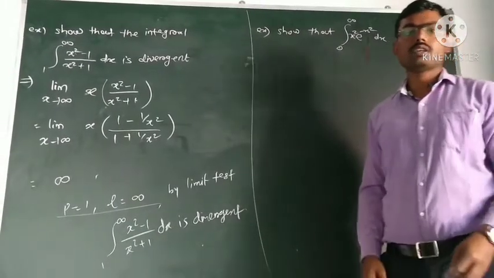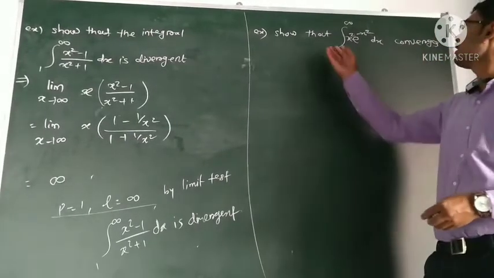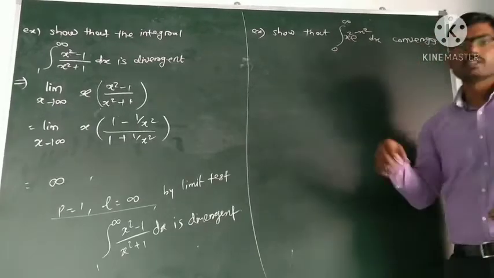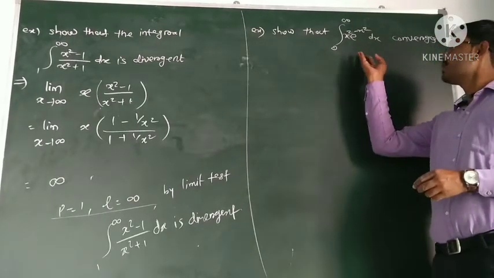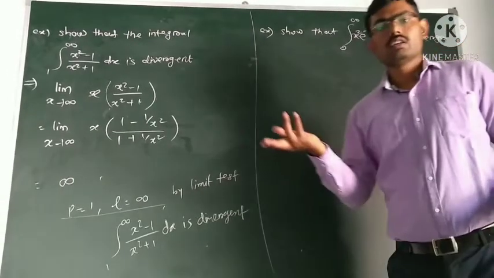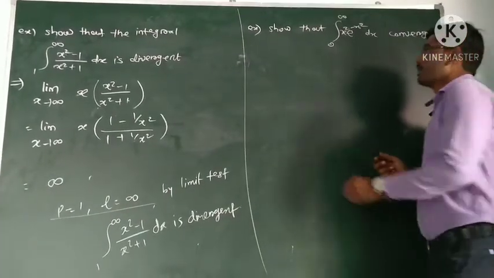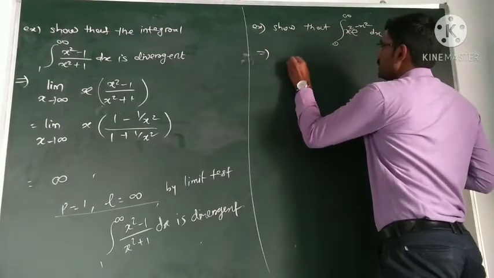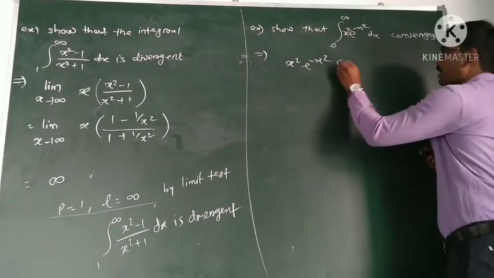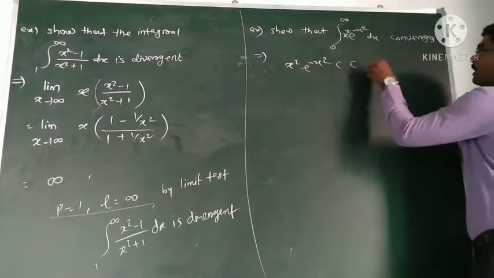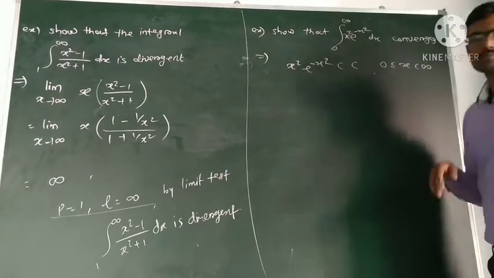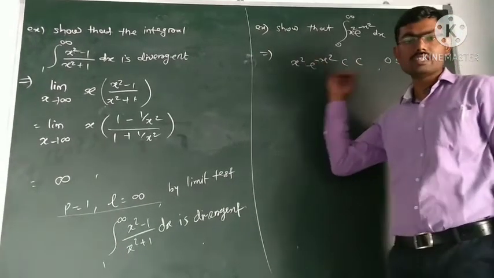using the limit test. Okay. Now we will solve this. In this example, we have to show this integral is convergent using the limit test. Since the integral is convergent, the value of p must be greater than 1, either 2, 3 or anything. Here our function is x square into e raised to power minus x square. It is always continuous, so it belongs to the class of continuous functions for x from 0 up to infinity. So we can apply the limit test because the function is continuous.